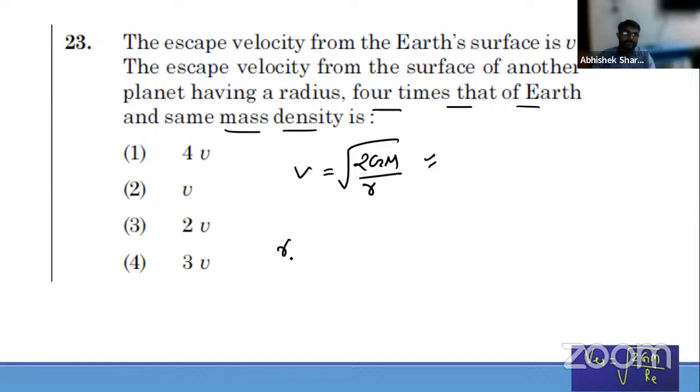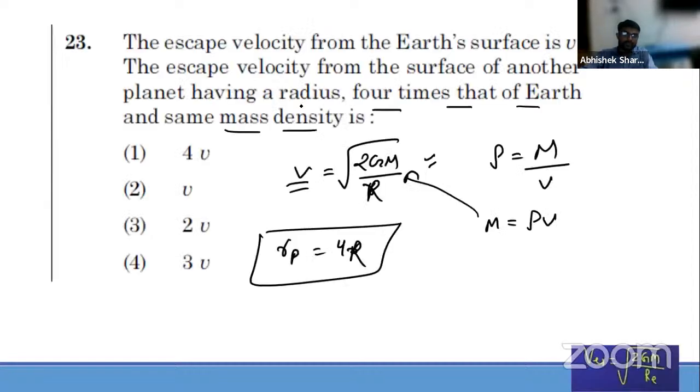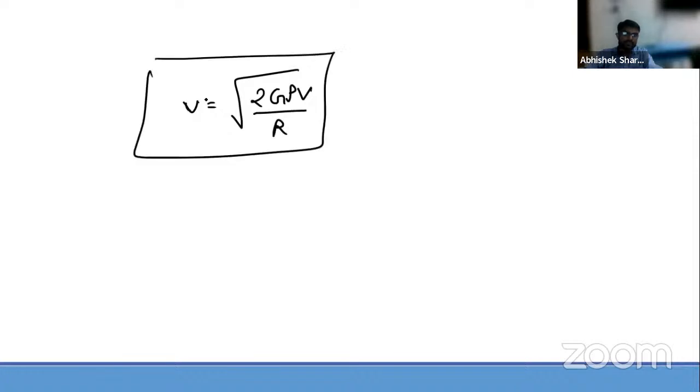Simple. So the radius of the other planet is 4 times the radius of the Earth. This is r for Earth. So mass density is the same. Density is mass upon volume, so mass will be density into volume. Let us put this formula here. So velocity comes out to be under root 2G, density into volume upon r.